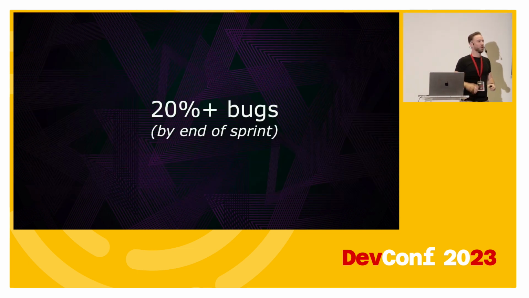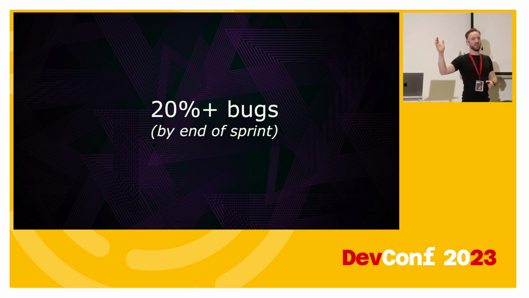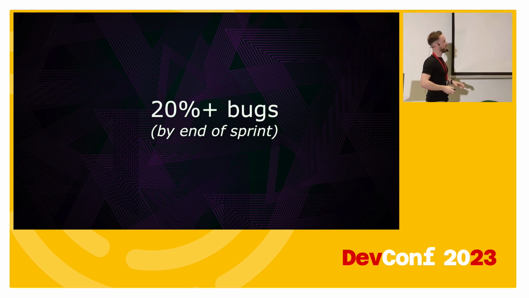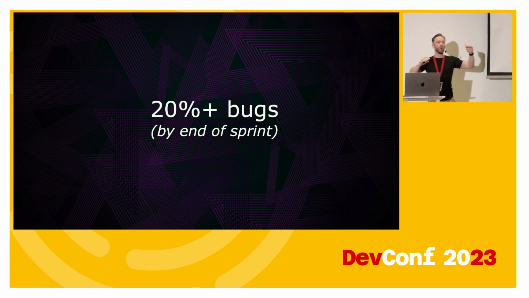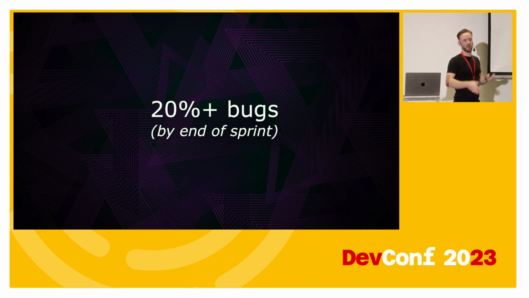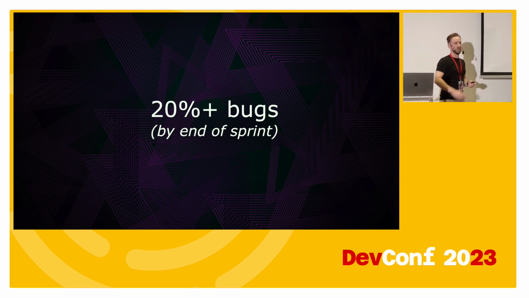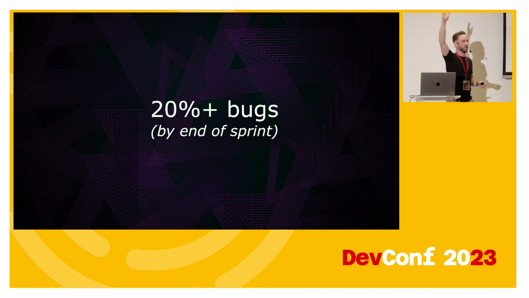All right. Who looks at the entire sprint backlog at the end of the sprint and sees that about 20% or more of your issues in Jira, or your items, consist of bugs, bug reports? All right.